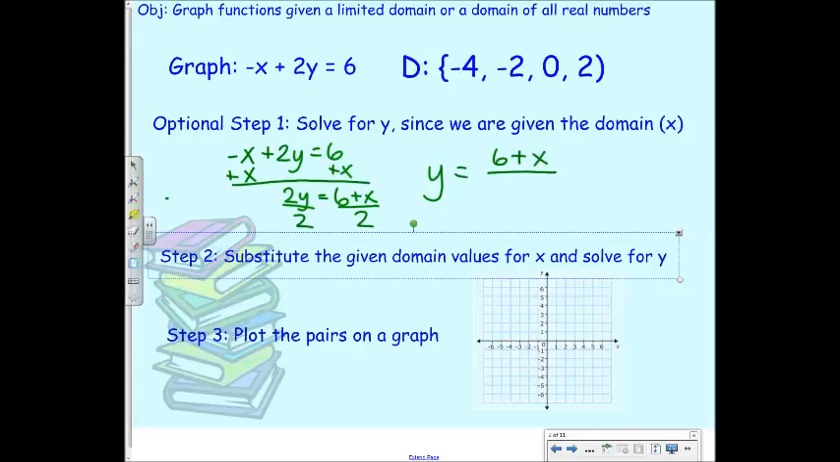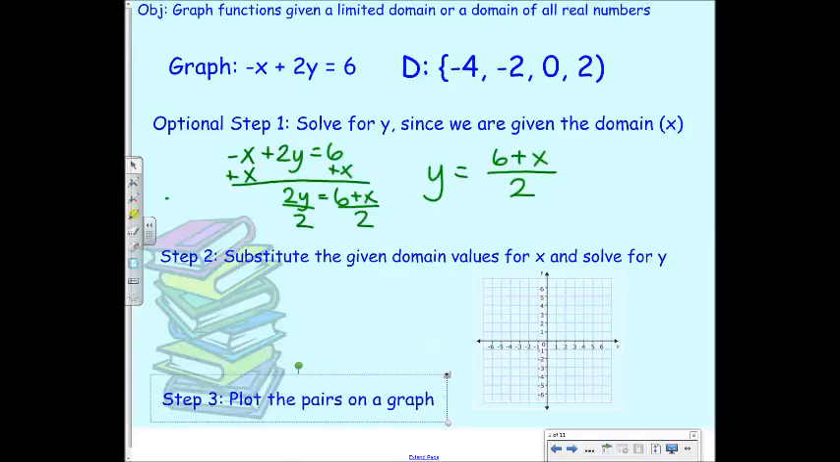So there's my equation. And now I just need to do exactly what Alejandra said to do at the beginning, which is plug those 4 values in for x. So I want to plug in those given domains. And I've got x and y, and I want to do -4, -2, 0, and 2.